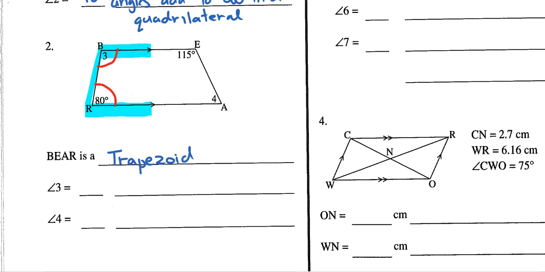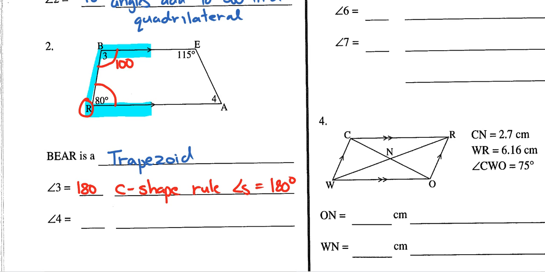So if angle R is 80 degrees, then angle 3 must be 100 degrees because those two angles must add up to 180 degrees. So this will be 180 degrees, and I'll just abbreviate this by saying the C shape rule: angles add up to 180 degrees.